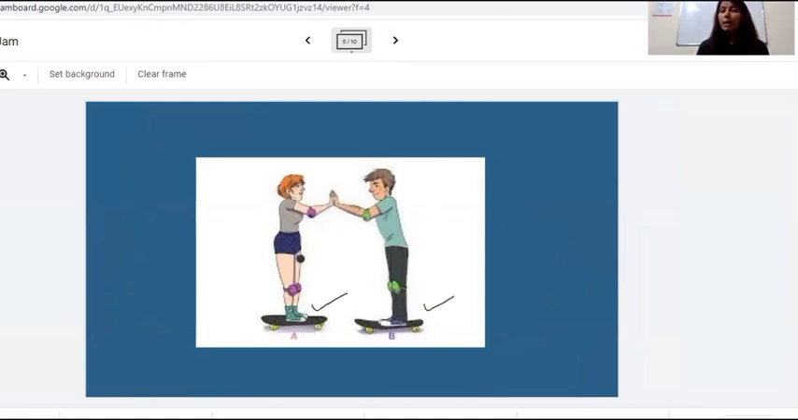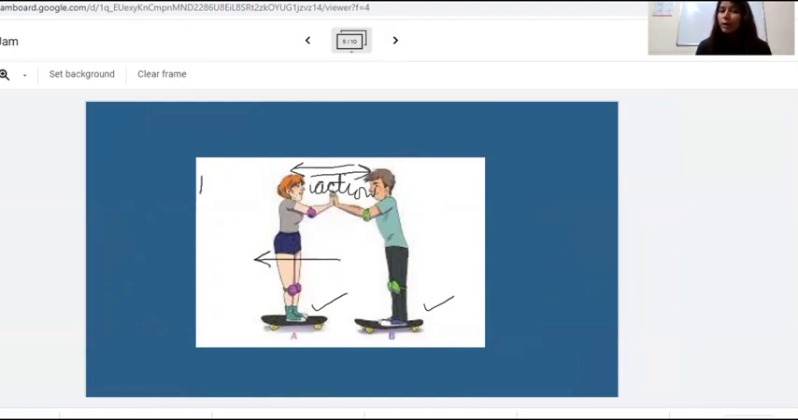Okay, they are pushing each other. When they are pushing each other, then what happened? This girl is applying the force on this boy. Similarly, this boy is applying the force on this girl. If this girl is applying the force on this boy, it means she is doing some action. Similarly, when this boy is pushing, this girl is also moving in the backward direction.